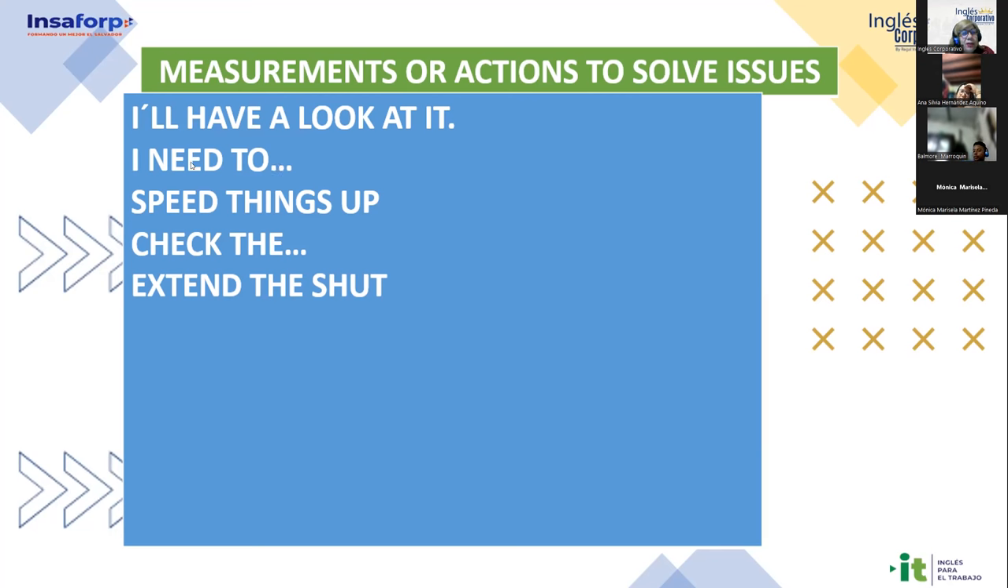I need to speed things up. Fíjense que casi siempre que ustedes encuentren dos E, el sonido es como una I, pero una I larga. Ok, así, la I larga se logra por medio de decirla como estirando un poco la boca, así, E, E. I need to speed things up.